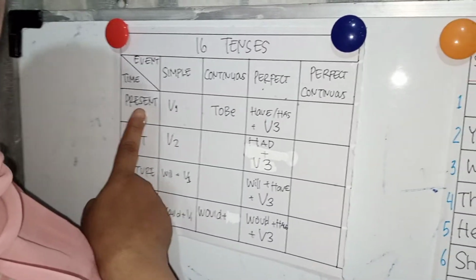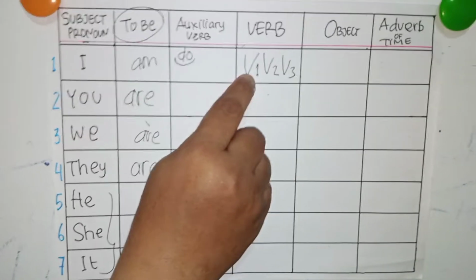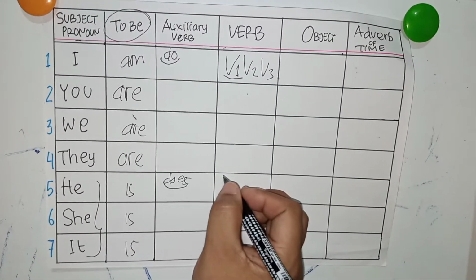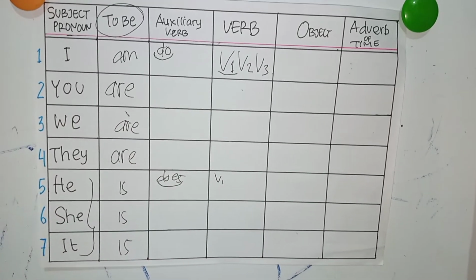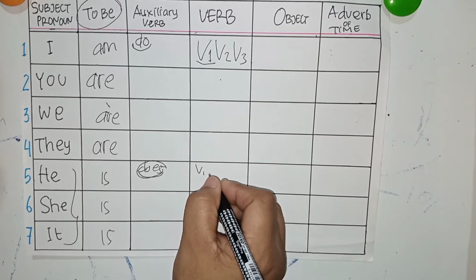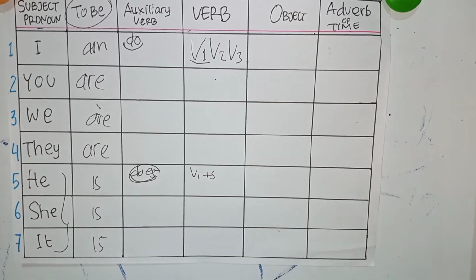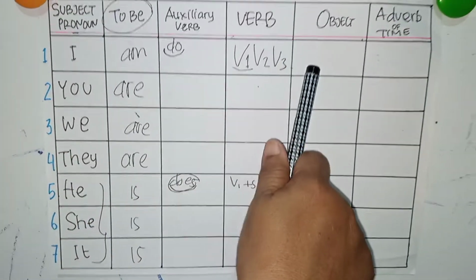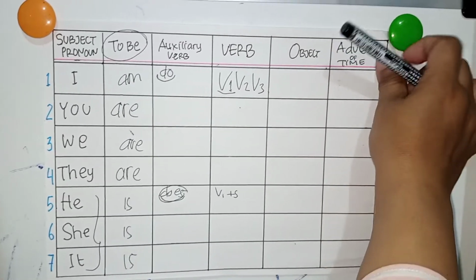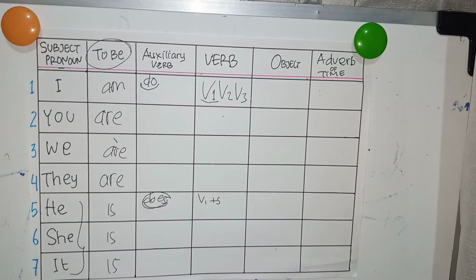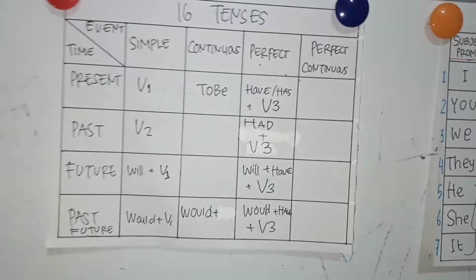The simple present will be followed by the verb 1. If there is does, you will use the verb 1. But in a positive sentence, when does doesn't appear, you use verb 1 plus s, with the sexy s. And then for the object, as usual, there is no specific object. You can add any kind of object, and the adverb of time normally using every day.